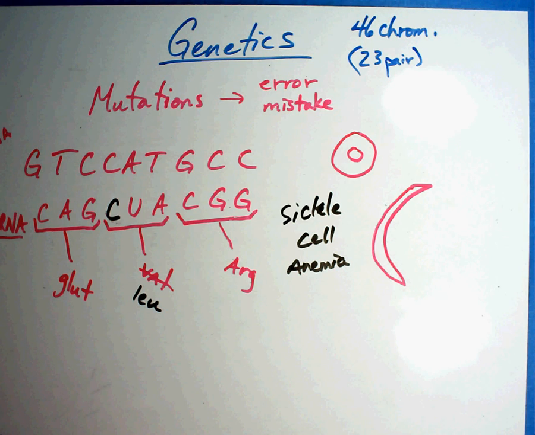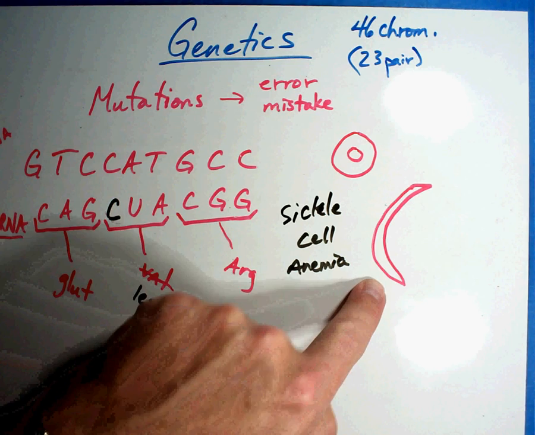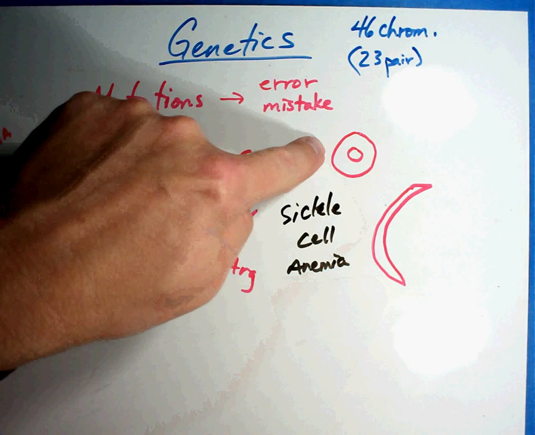Well, that's not a life-ending mistake. People that have sickle cell anemia, you may even know someone and you don't even know they have it. A little bit of medication helps with any of the problems that occur from having these, but their body still makes red blood cells like this.